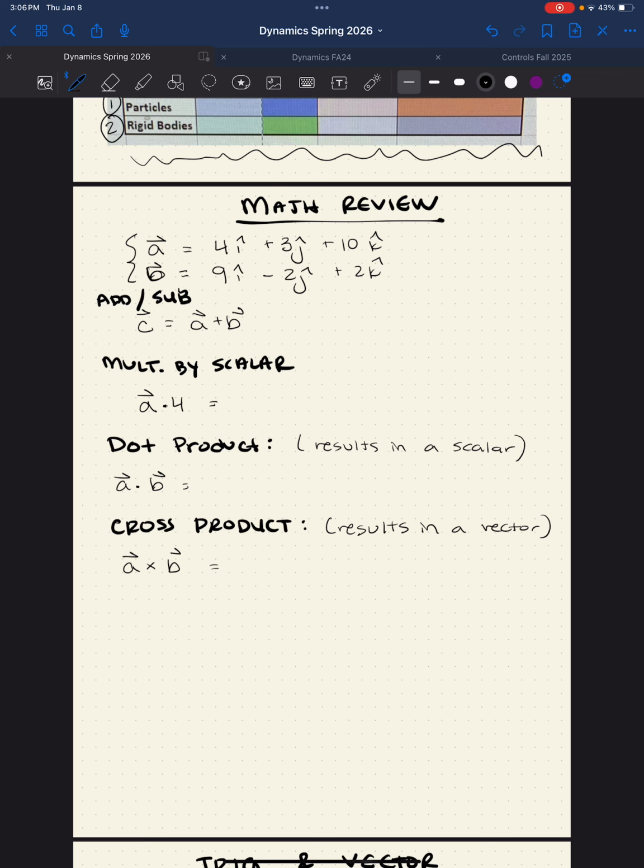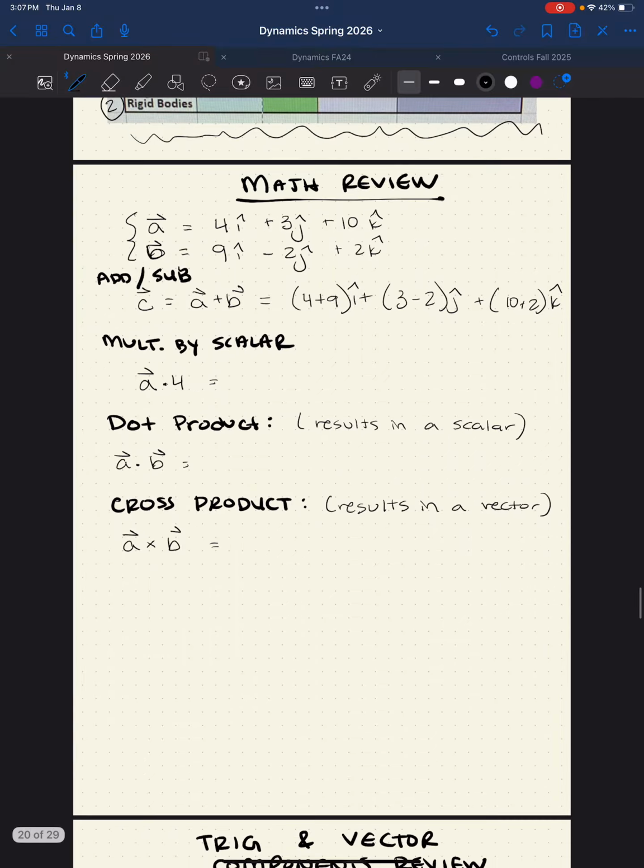Okay, so let's do some examples based on a vector A and a vector B that I have here. And the first thing that we're going to do is add these two things together. Okay, and the way that we add them is by simply adding up each component. And I will do that, for instance, by saying 4 plus 9. 4 is from vector A, 9 is from vector B, plus 3 minus 2 in the J component. Oh, sorry, these keep their components. Adding and subtracting vectors results in vectors. And then last, for the K component, I have 10 plus 2. I trust that you guys can simplify.